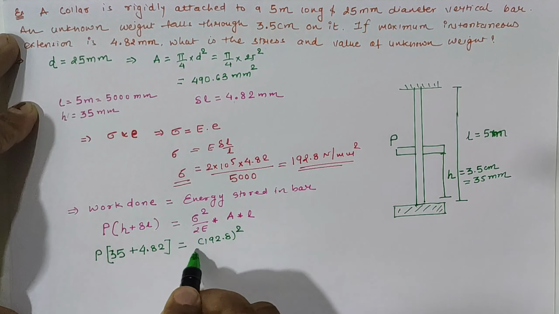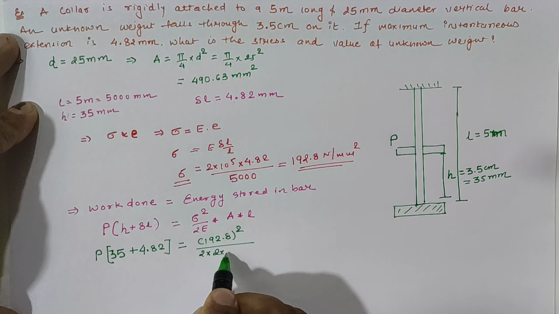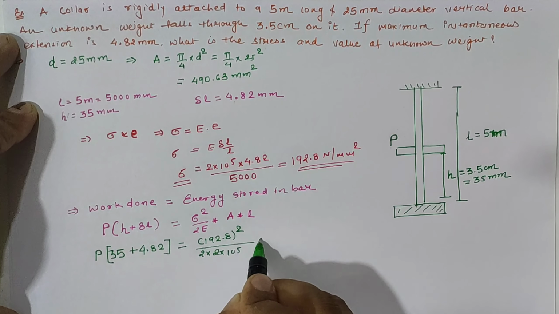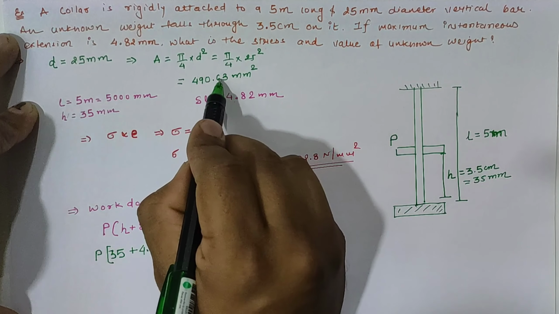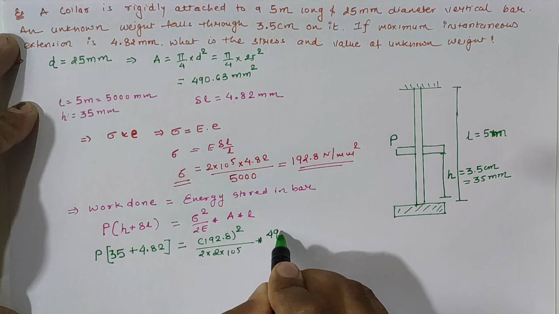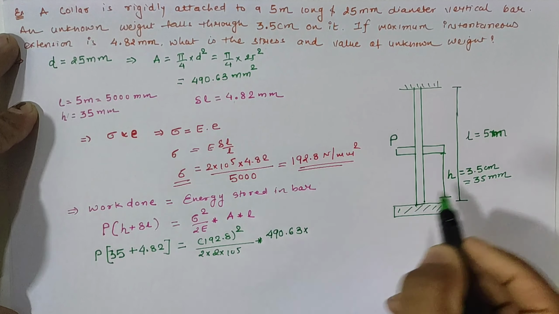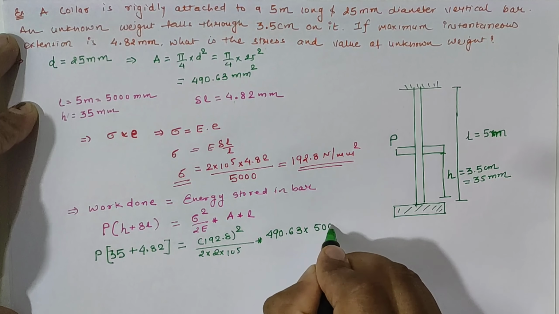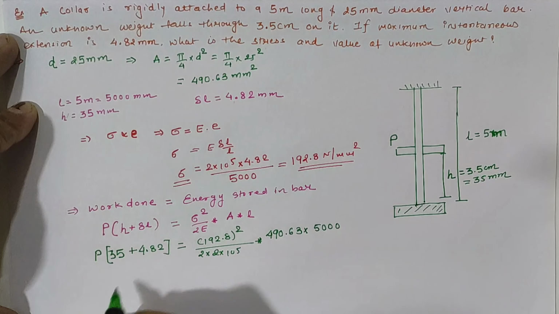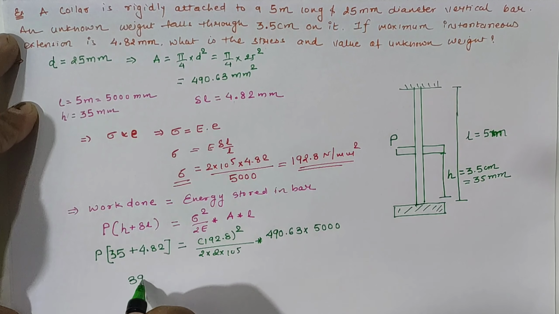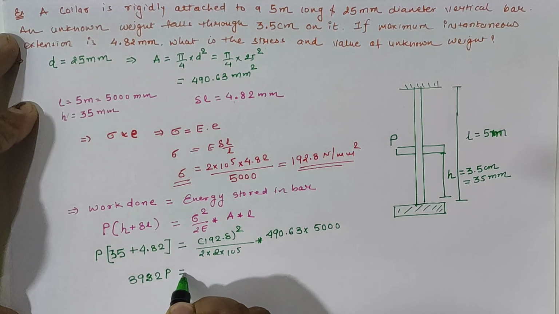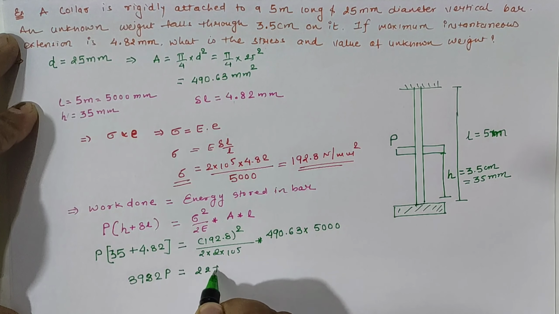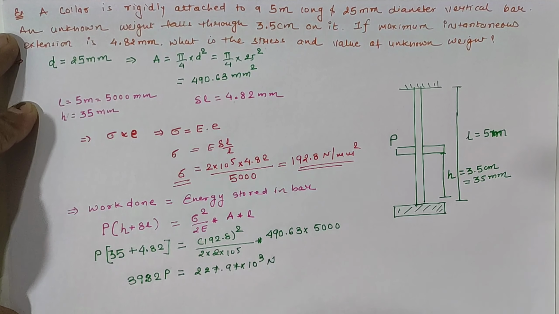which is equal to sigma 192.8 all square divided by 2 into 10 raised to 5 as E, into area 490.63 and length 5 meter or 5000 mm. Now solving this, we will have 39.82 P, which is equal to 227.97 into 10 raised to 3 in terms of Newton.